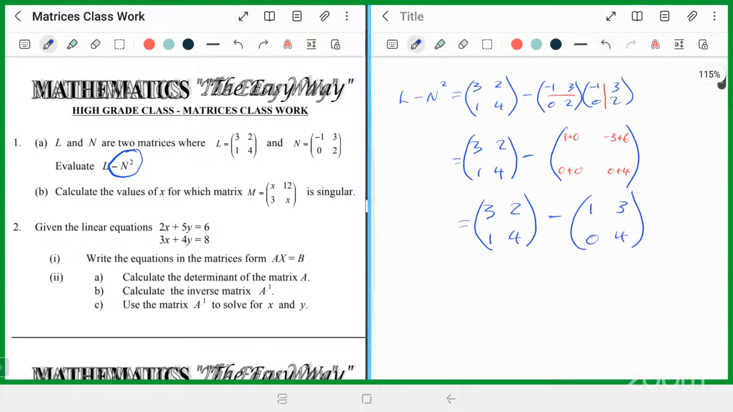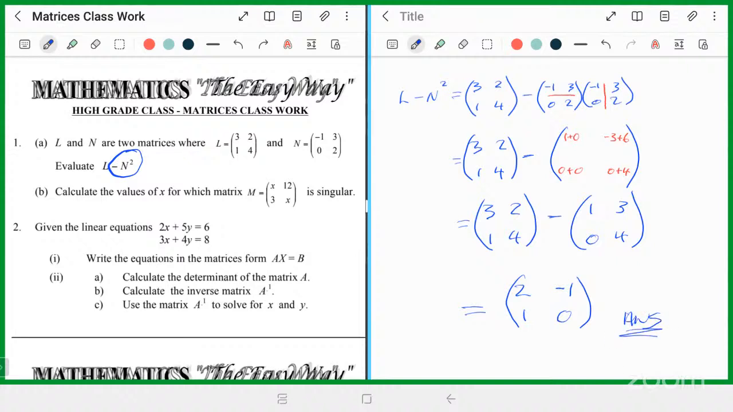And so now I'm subtracting these two matrices. They are the same size, so it's possible to subtract them. And all you do is subtract the corresponding values. So it's going to be 3 minus 1, which is 2. And then 2 minus 3 is -1. And then 1 minus 0 is 1. And then 4 minus 4 is 0. And this is your answer right here.